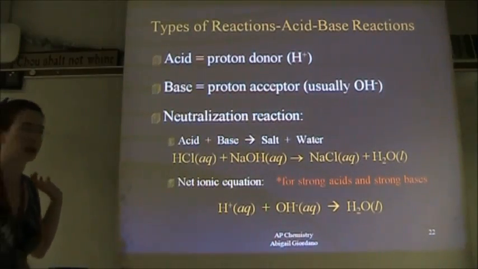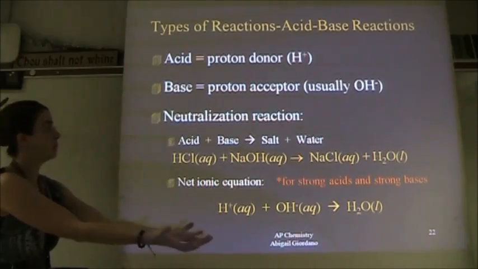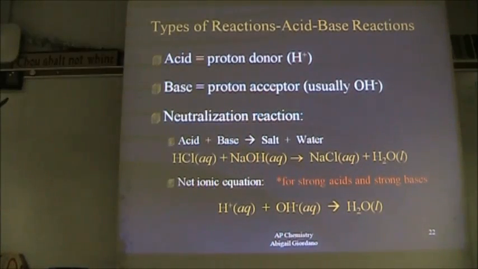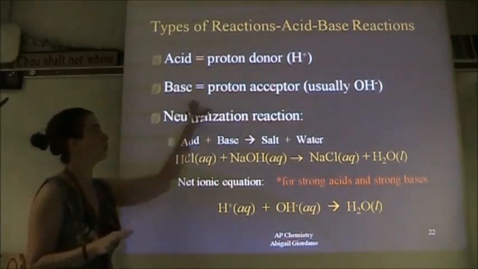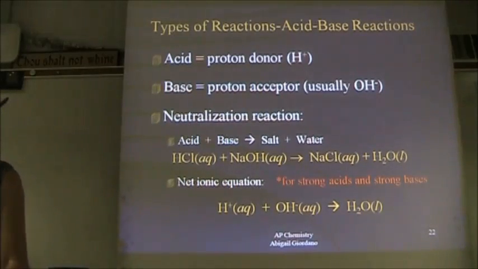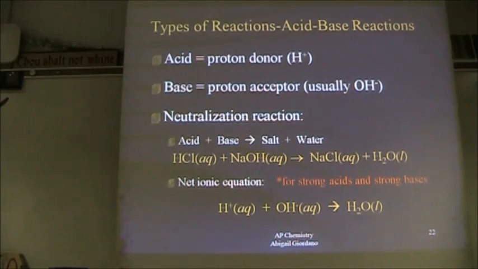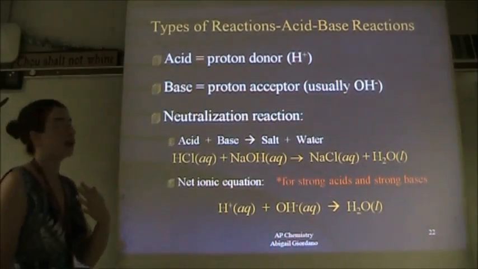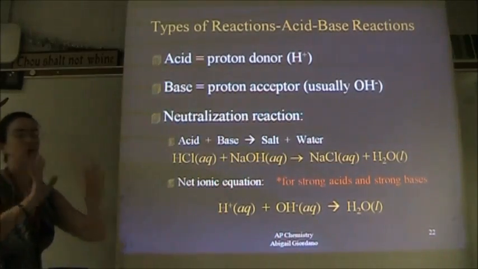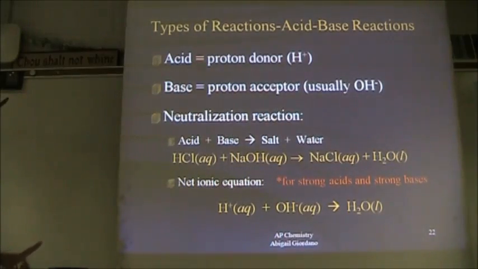And if acids are proton donors, that means bases, the opposite, must be proton acceptors. And at least for the time being, most of the bases we will deal with will contain OH. When we get a little later in the year and we get into some really heavy-duty acid-base stuff, we will start seeing a lot of bases that do not contain hydroxide, but we'll get there when we get there.